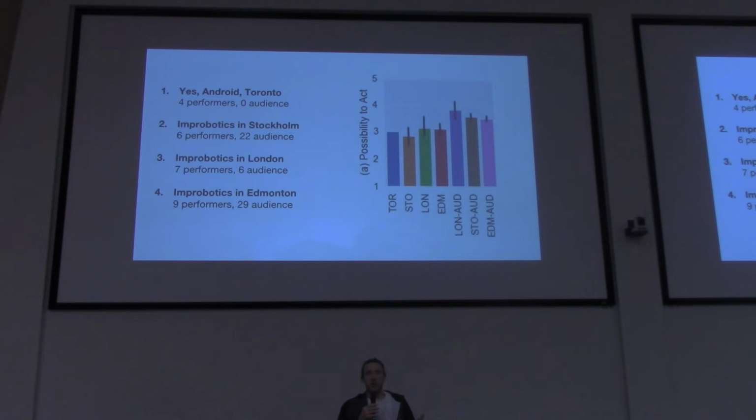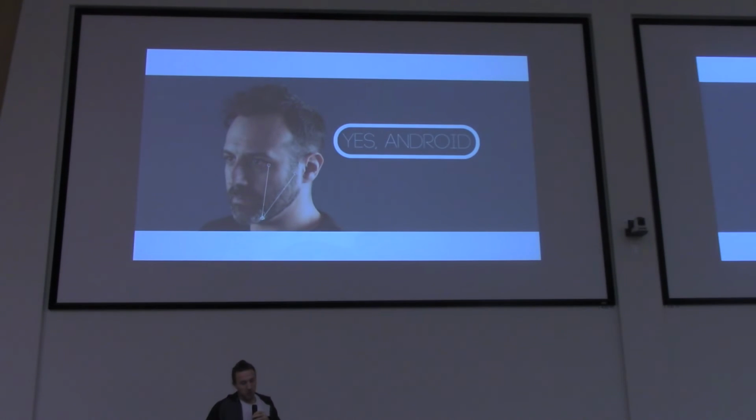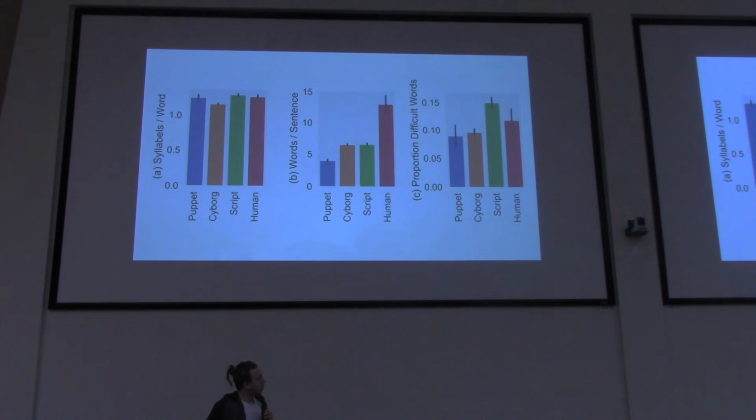One of the things that we saw is that the audience seems to think that the performers have more control or possibility than the performers do. So when you constrain performers, they actually are perceived as more able, more free-willed. The audience says, yeah, they can do anything. The performers then say, we couldn't do anything, we had tech in our ears. Anyway, this is what Yes Android is all about. It's a wonderful show in Toronto if you're over there.